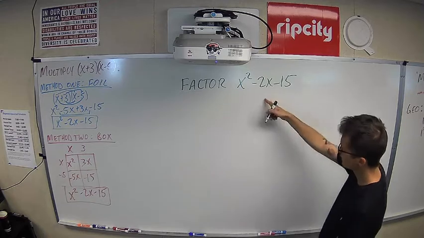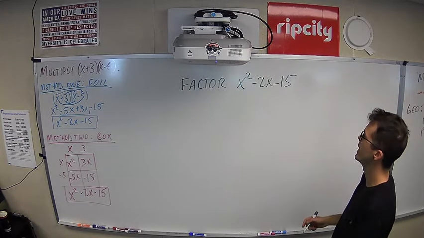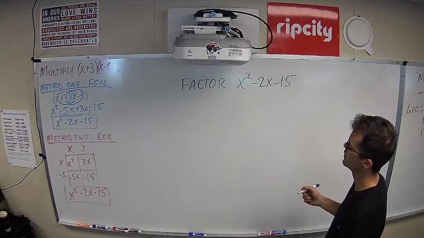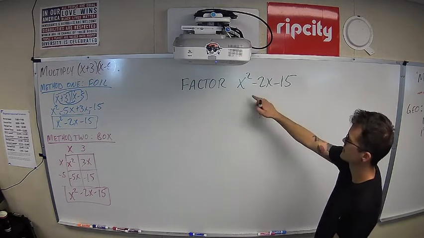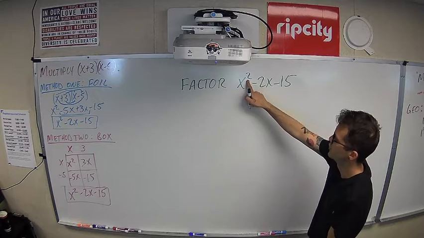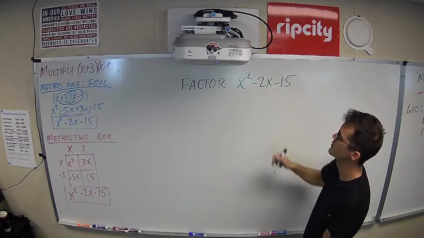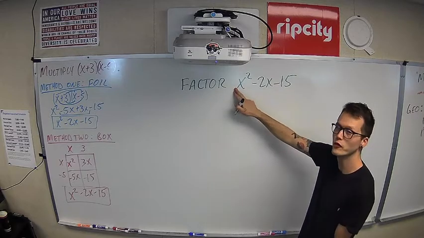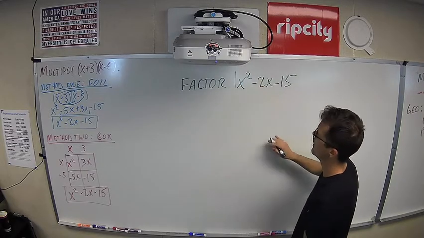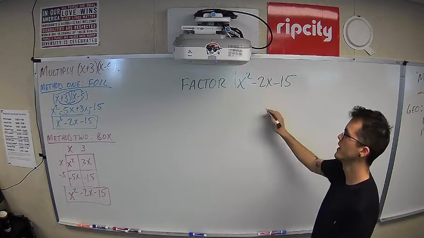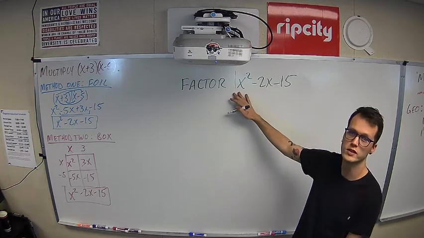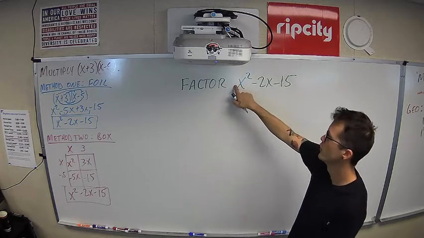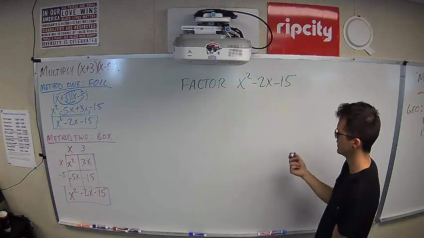Okay, so factor x squared minus 2x minus 15. What we have here is a quadratic because the highest power here is 2. Any polynomial with the highest power of 2, we call quadratic. Also notice that the leading coefficient here is 1, and that's all that we're going to be working with. Sometimes later on you're going to see leading coefficients that are not 1. We won't be discussing those in our course. All of our leading coefficients are going to be 1.